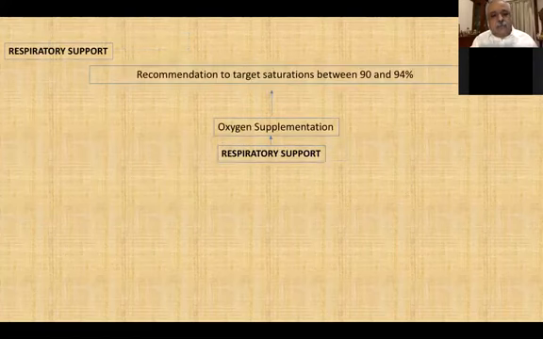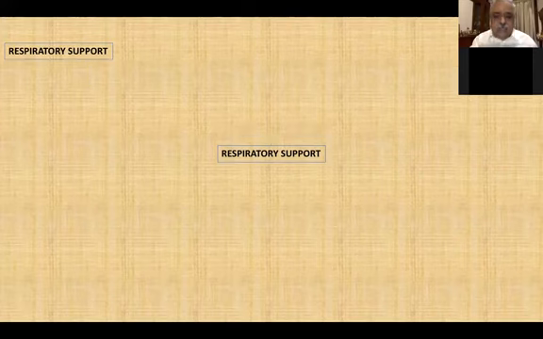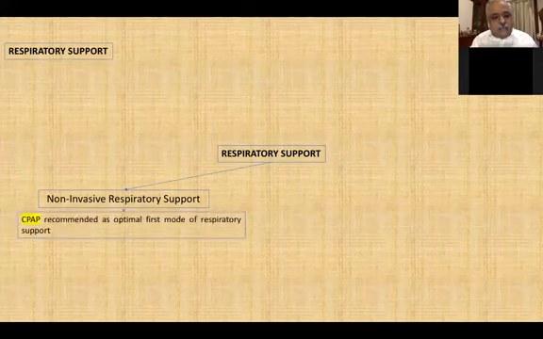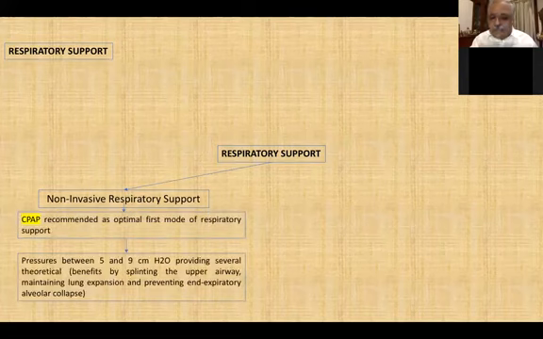Now, as far as respiratory support is concerned, again, the guidelines suggest that the target oxygen saturation after the baby is stabilized, after the first few minutes, should be 90 to 94% pre-ductal. Also, non-invasive support, CPAP, is recommended as the first optimal support. You can start with pressures of 5 and even go up to 8 or 9.